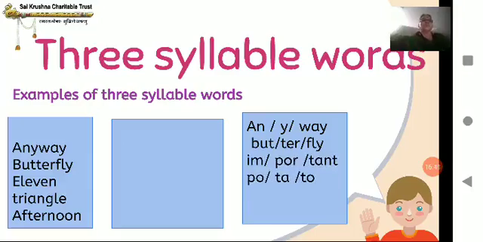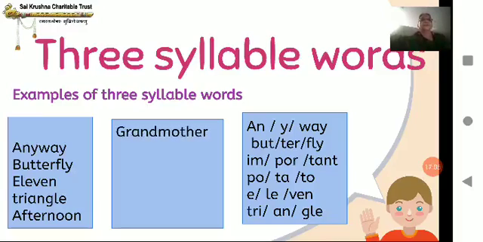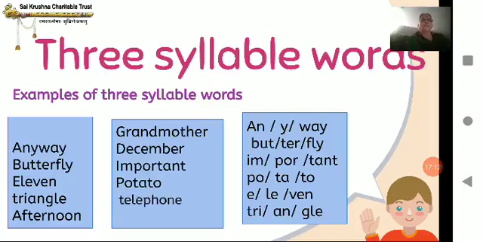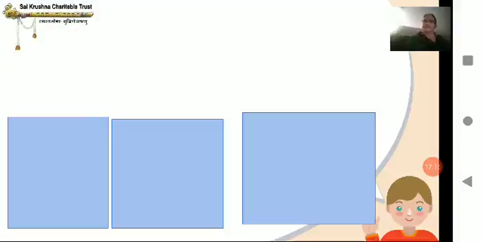Important, potato, not potato, potato. Eleven, triangle. So every one of these syllables, if you see this one, try, T-R-I, I is a vowel, and A is a vowel, E is a vowel. So these are 3 syllable words. Grandmother, December, important, potato, telephone. Is that clear?